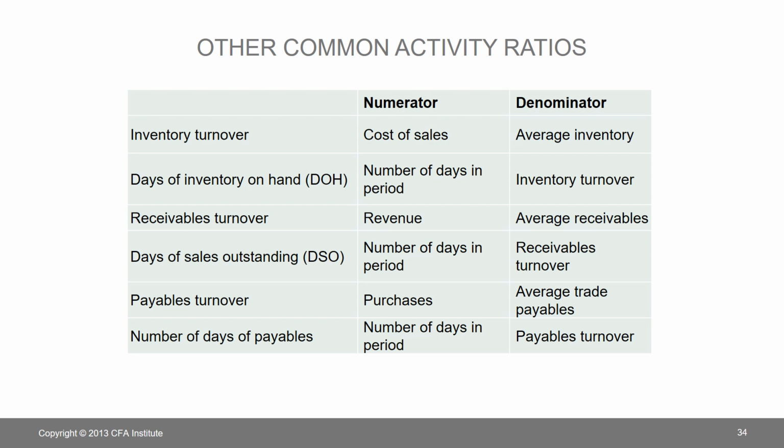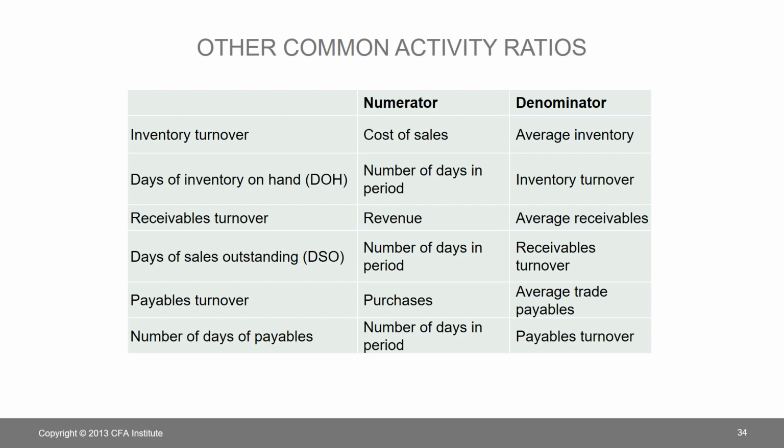Here you're presented with some other common activity ratios. We're not going to worry too much about them, but it's worth taking a general look and trying to understand what they stand for and what they gauge. We have inventory turnover, which is the cost of sales divided by average inventory. We have days of inventory on hand, DOH, which is the number of days in period divided by the inventory turnover. We also have receivables turnover, which is the revenue divided by average receivables.